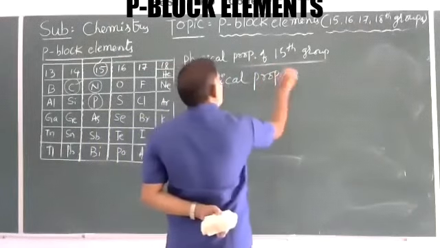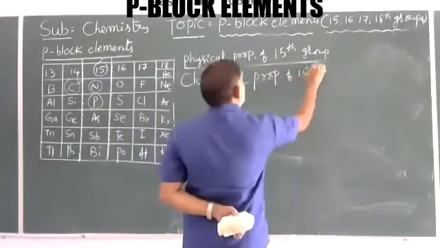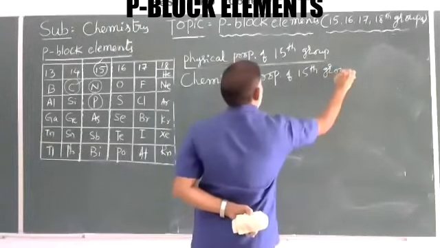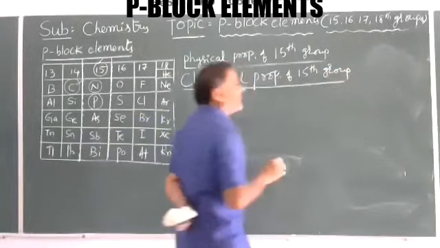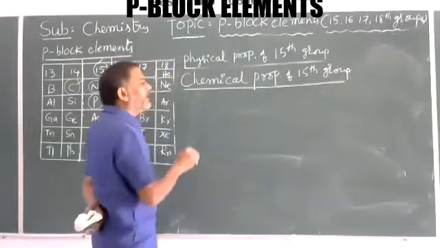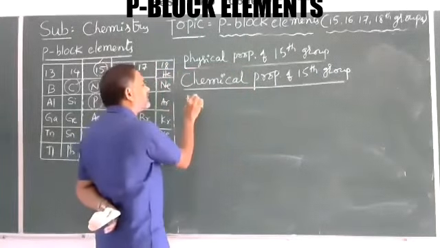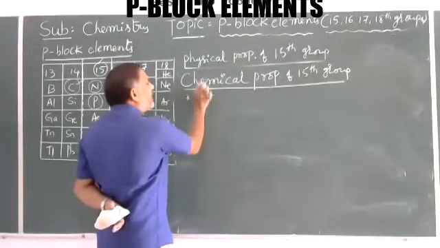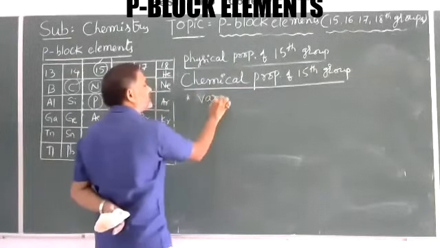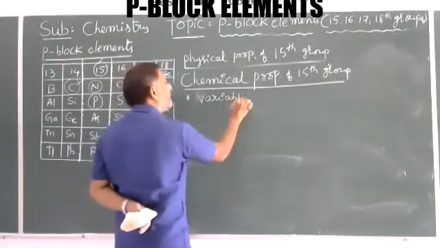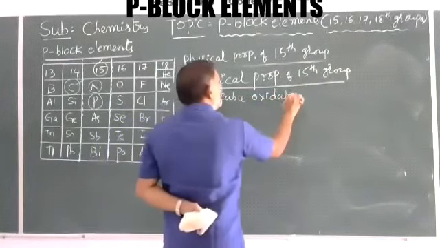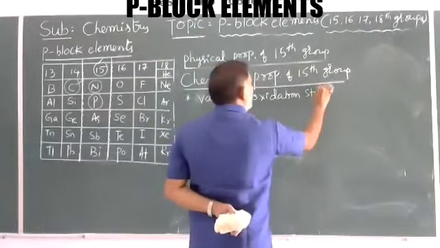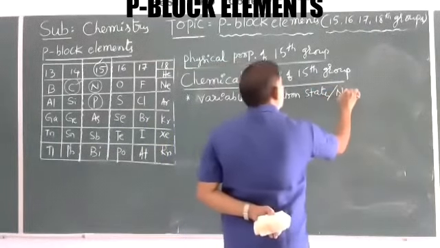Chemical properties of 15th group elements. And in these chemical properties of 15th group elements, the main important thing here is variable oxidation states, or oxidation number.